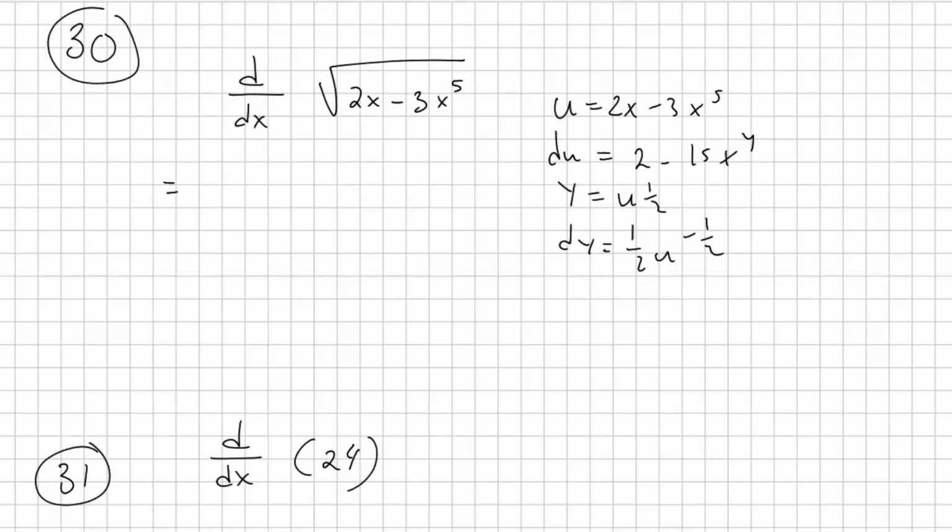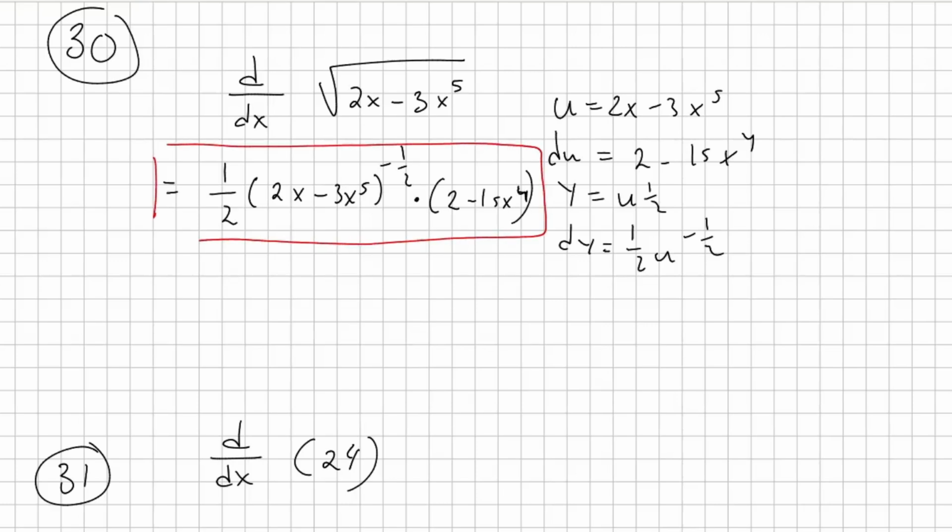So this is going to basically be equal to half times my u, which is 2x minus 3x to the 5th, to the negative half, times my du, which is 2 minus 15x to the 4th. And that's it. It's the 4th, by the way. Yep. So that's our answer. You could potentially simplify it further, but I'm just going to put a dot dot dot here for now. Okay.